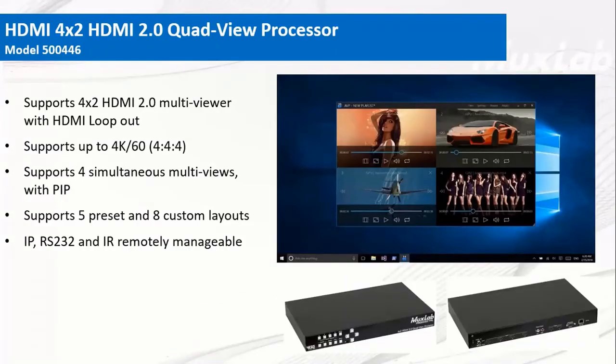We also came out with some Pro AV products. This first one here is a quad view processor. This actually came out earlier in the year. This device allows you to connect multiple sources, up to 4 sources, to this device, and then you can rearrange the screens as you like. You can create different layouts of the different content that you're bringing in from the different sources.